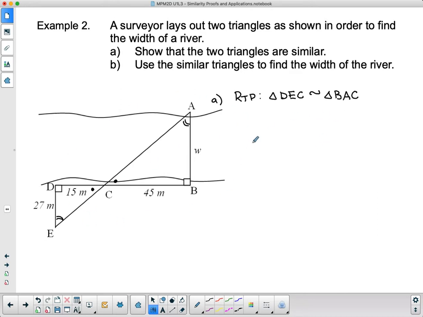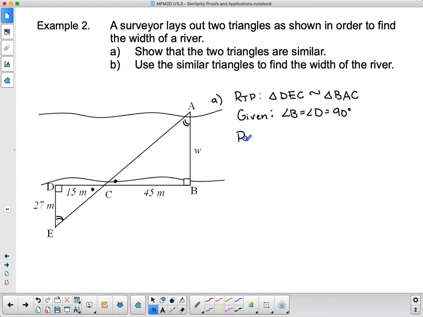So what are we given in this situation? Remember, that's the second thing we have to write down. We have to write down our givens. And the only thing we're given here is that angle B and angle D are both right angles. So angle B is equal to angle D because they're both 90 degrees.